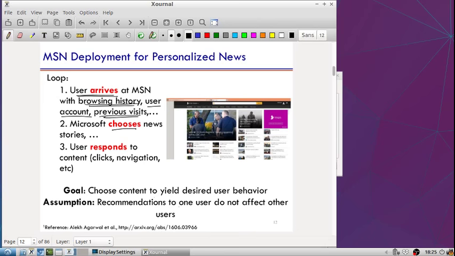And so we choose new stories that we want to display, and the user responds with some response to the content shown, for example, through clicks, navigation, staying on the page for a long time, or closing the page, and stuff like that. So your goal is to choose content to yield the desired user behavior. Your actions are to choose content.